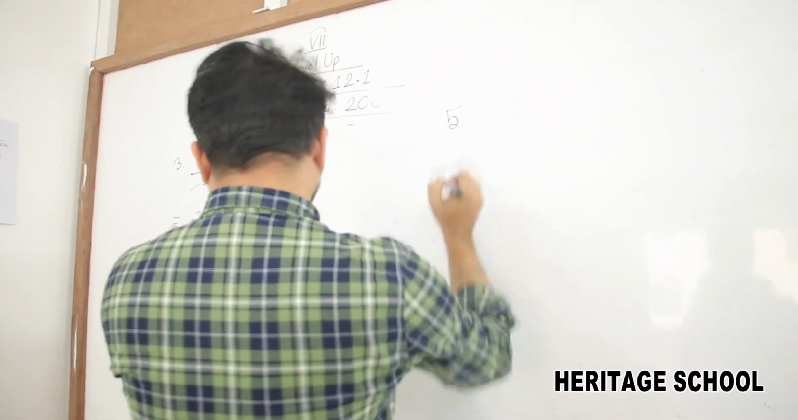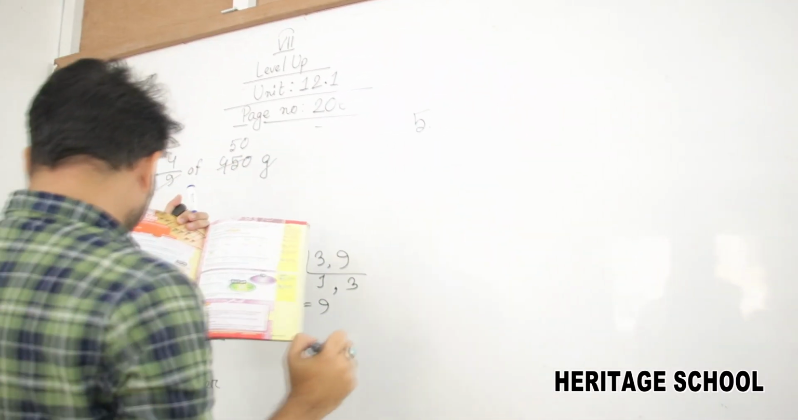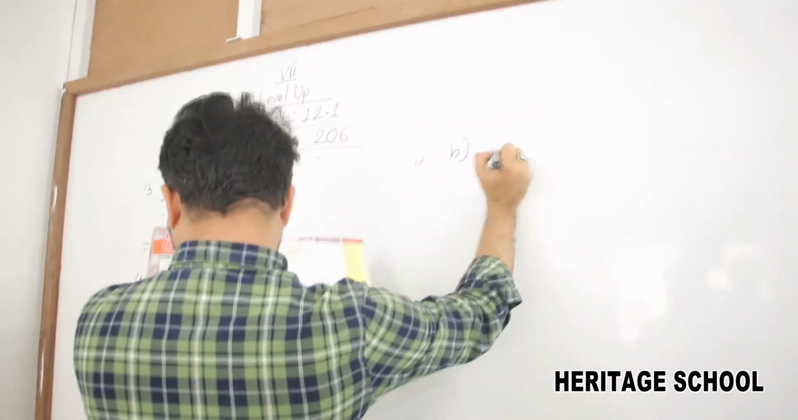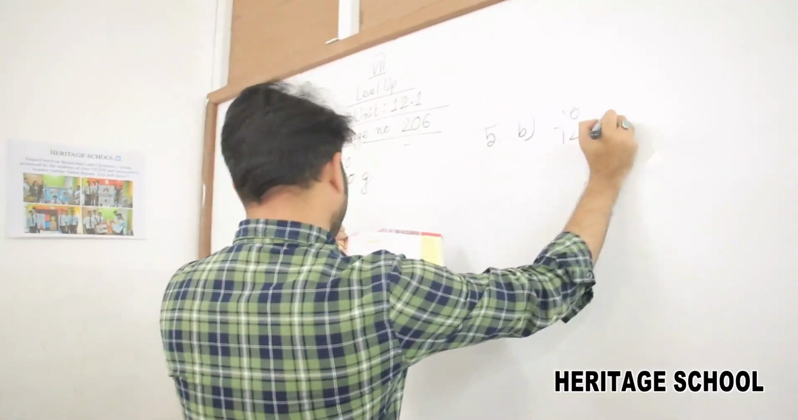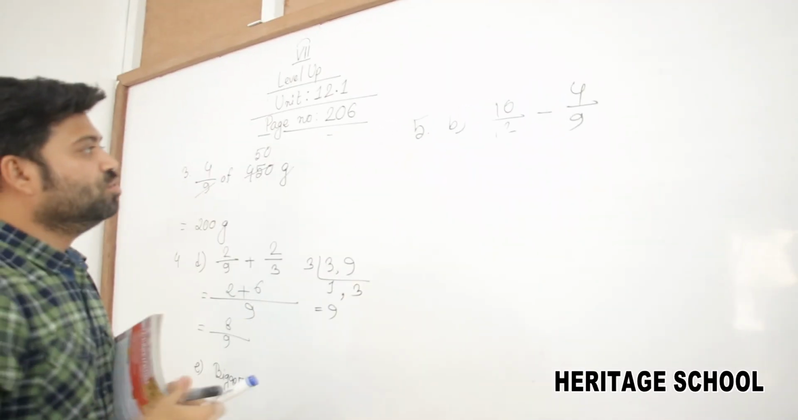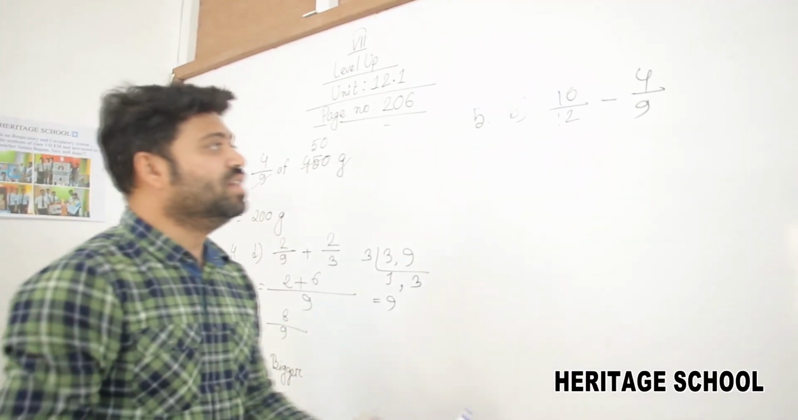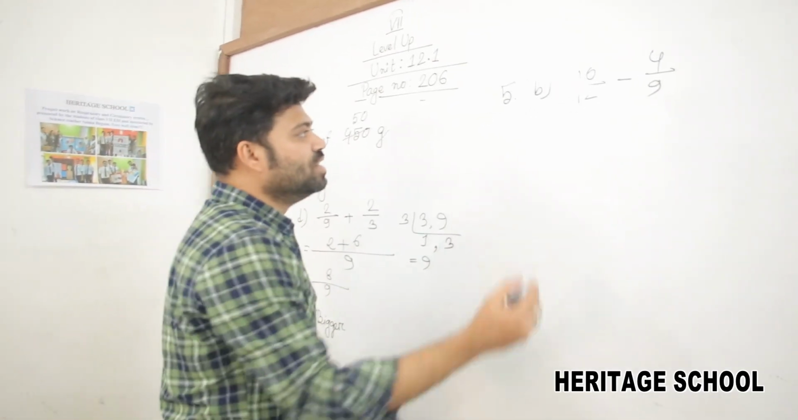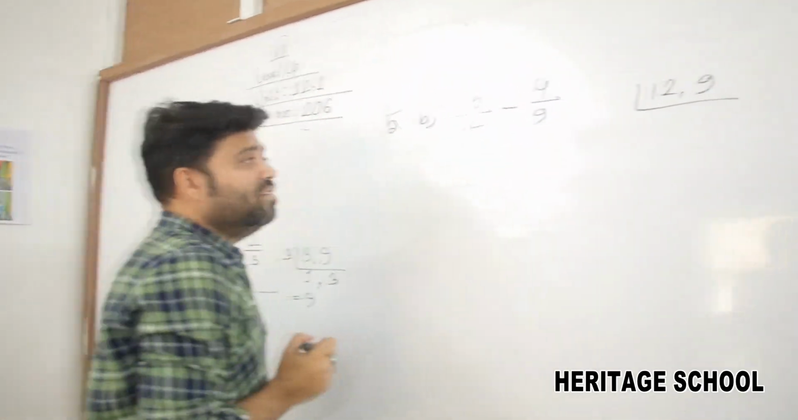Number 5 is subtraction. I am solving one math from number 5: 10/12 minus 4/9. As per our previous rules, we have to find the LCM of the denominators of our fractions. To find it, we have to divide both numbers by one number.